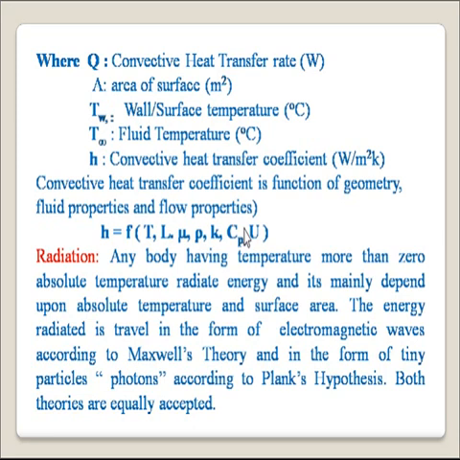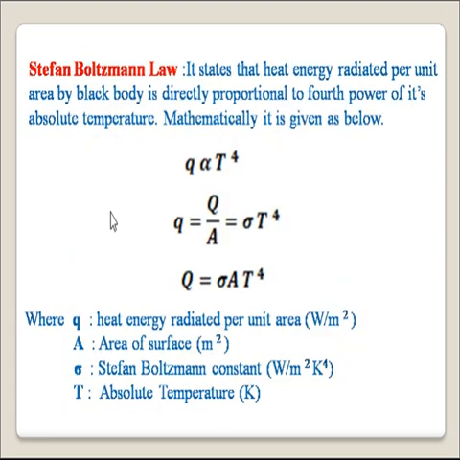And according to Planck's hypothesis, the energy radiated by the body travels in the form of tiny particles called photons. Both theories are equally accepted. The body having more temperature radiates more energy. A body having low temperature radiates less energy. And the energy radiated by a body is given by the Stefan-Boltzmann law.